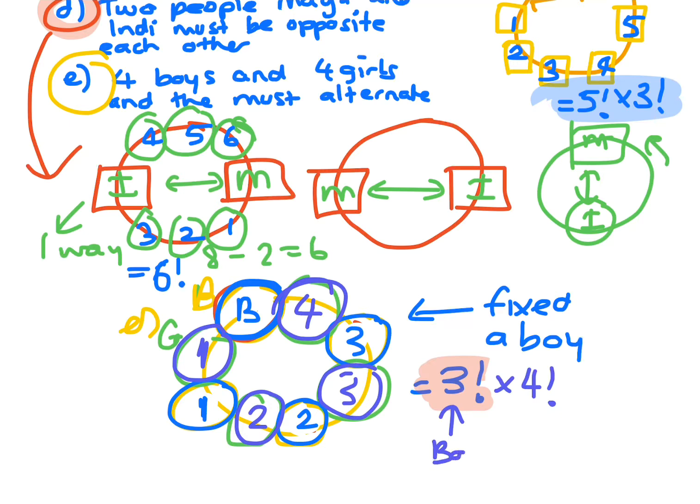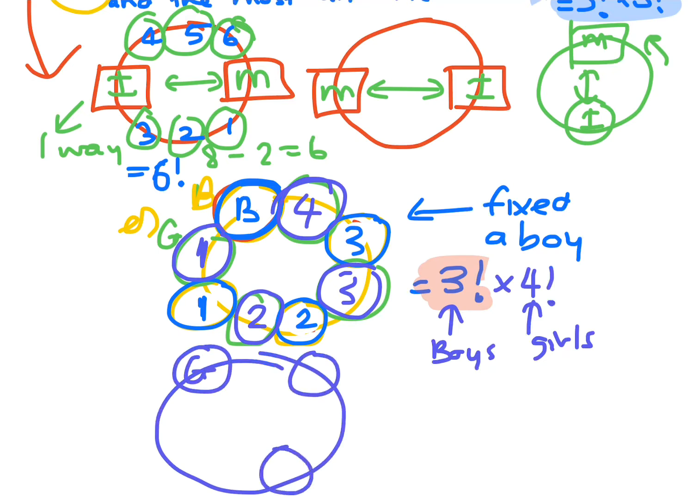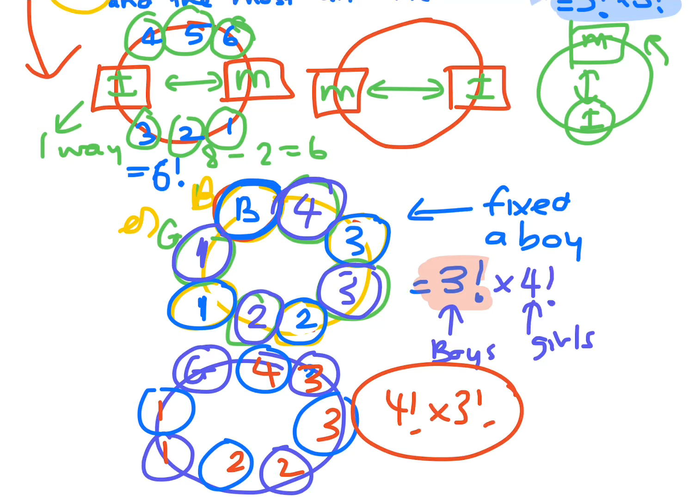Now, would it make any difference if I did the girls first? You've got to think about, is it a different combination? Like if I fixed a girl first, is it actually giving me any different possible outcomes than if I did this? And I think the answer is no. You're actually still getting the same combinations, 3, 2, 1, and then 4, 3, 2, 1. So it's still 4 factorial times 3 factorial, or 3 factorial times 4 factorial. And because it's a circle, it actually isn't another option.